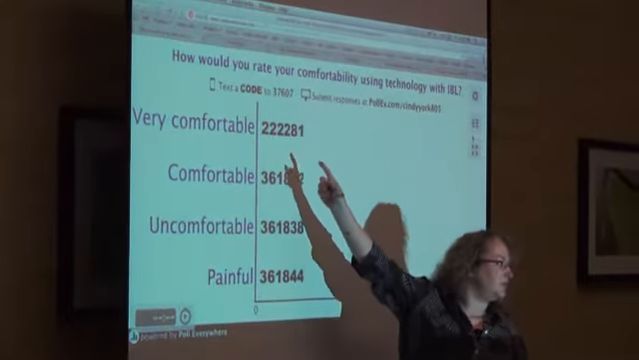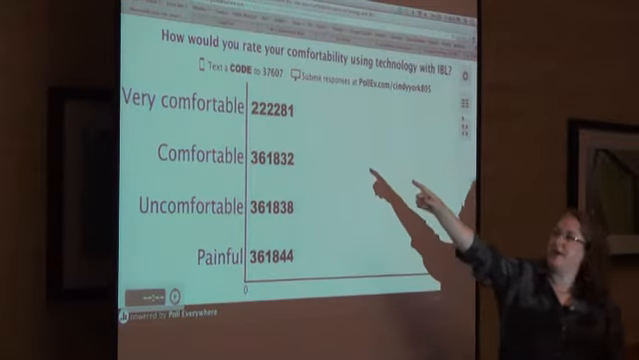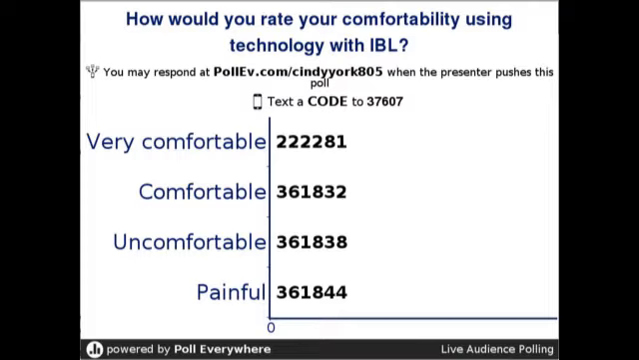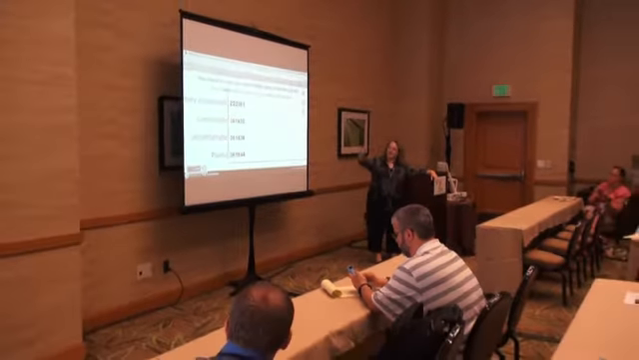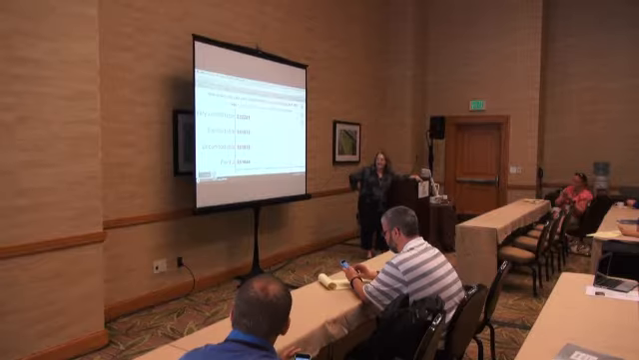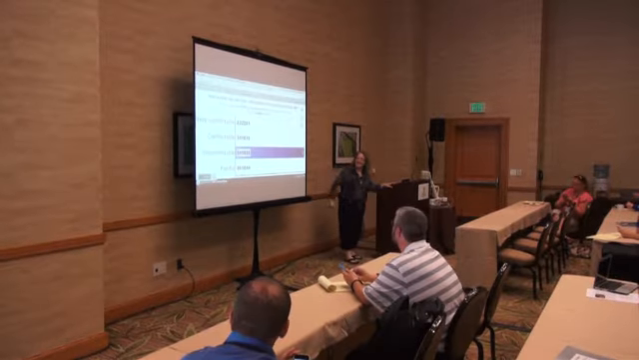37607 is the phone number that you're texting to. And if you're very comfortable, you type in 222281 in the body of the text. And it'll show up here. So the first person to do it gets a bonus point. This is live. It will automatically start graphing the responses if it works. There we go. Somebody's uncomfortable.